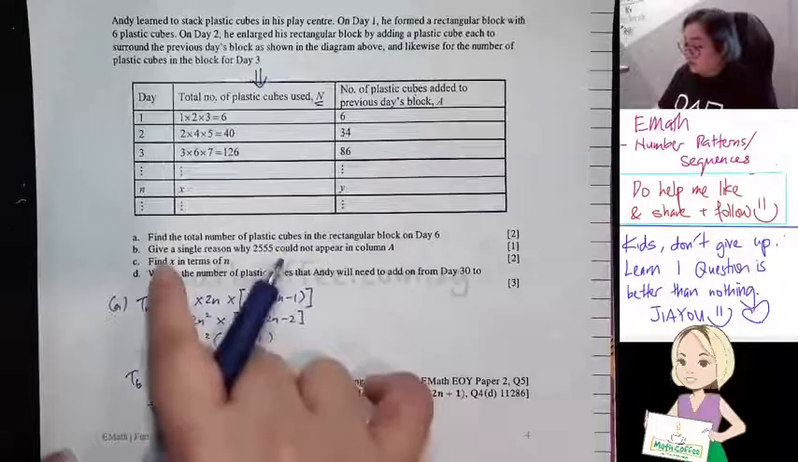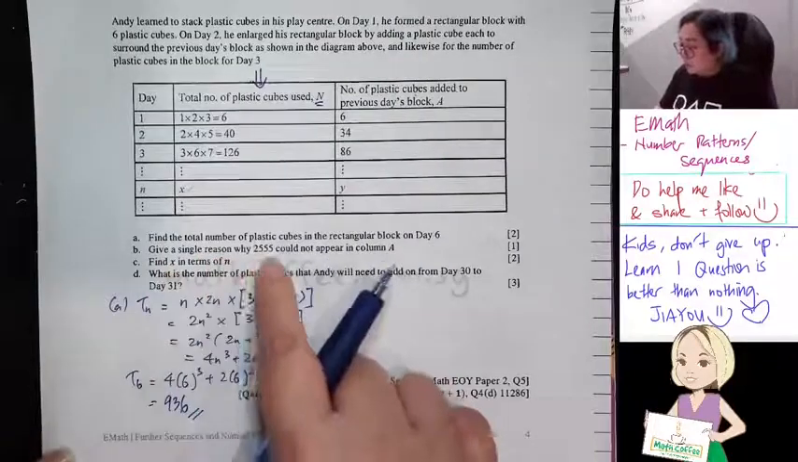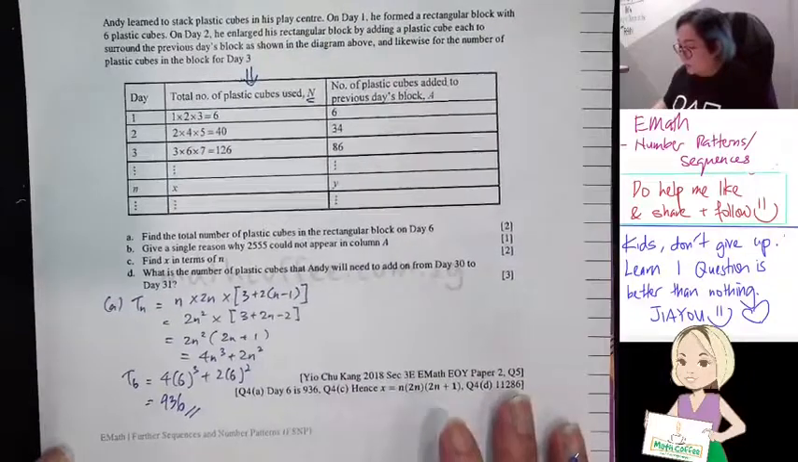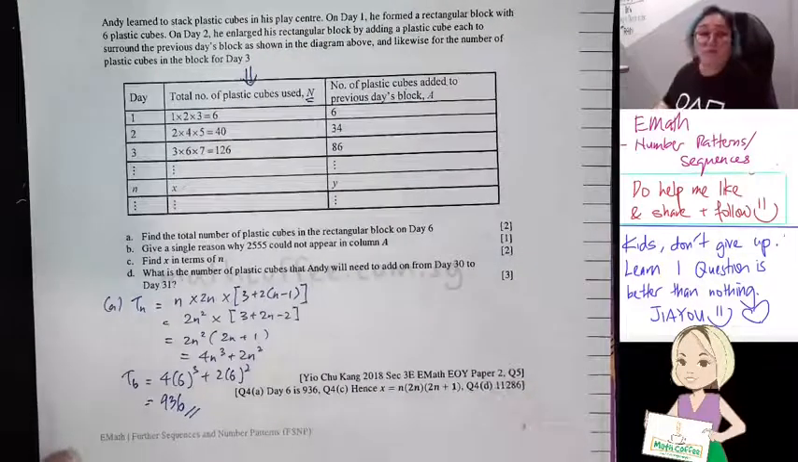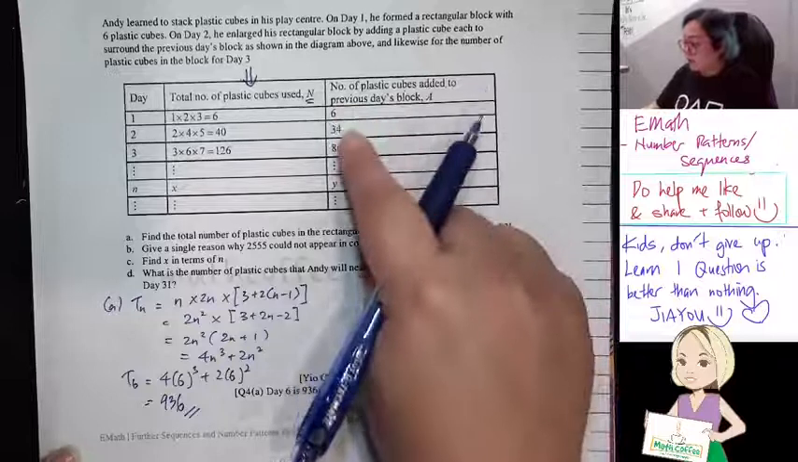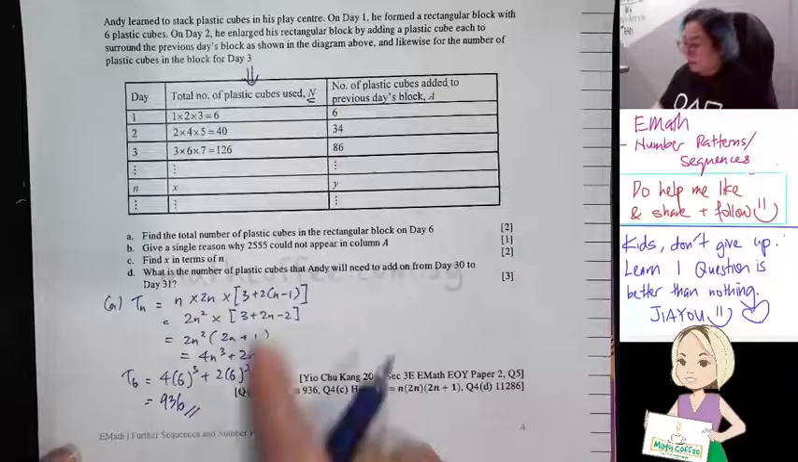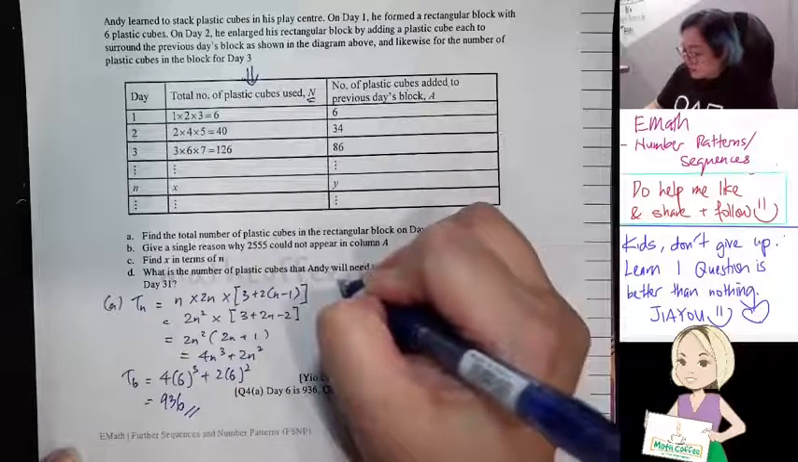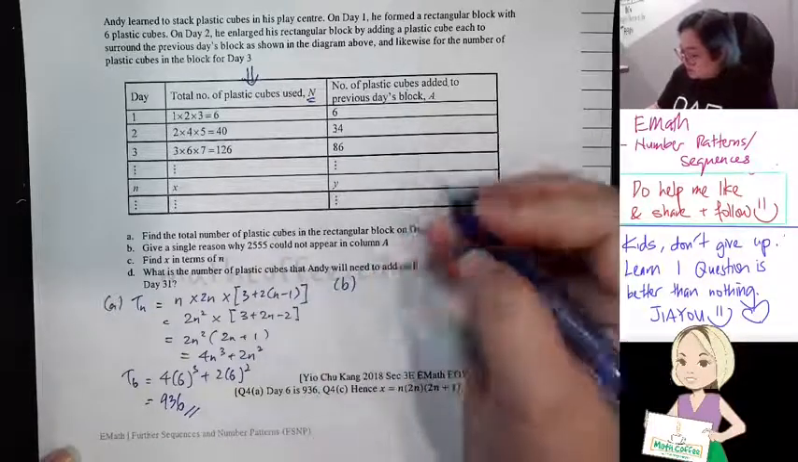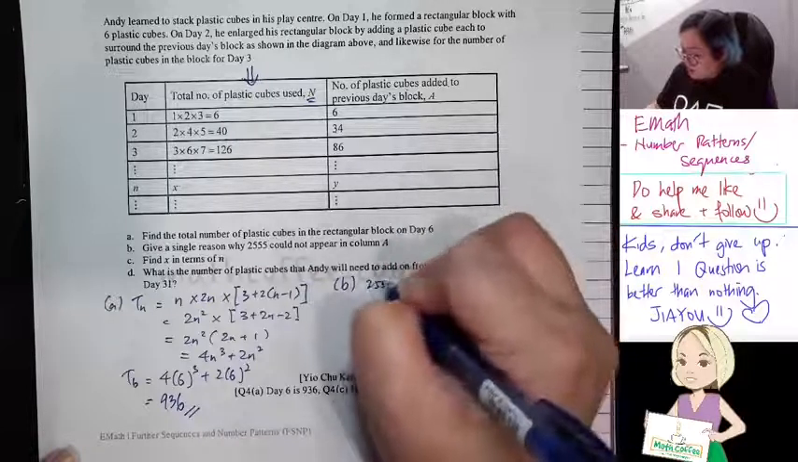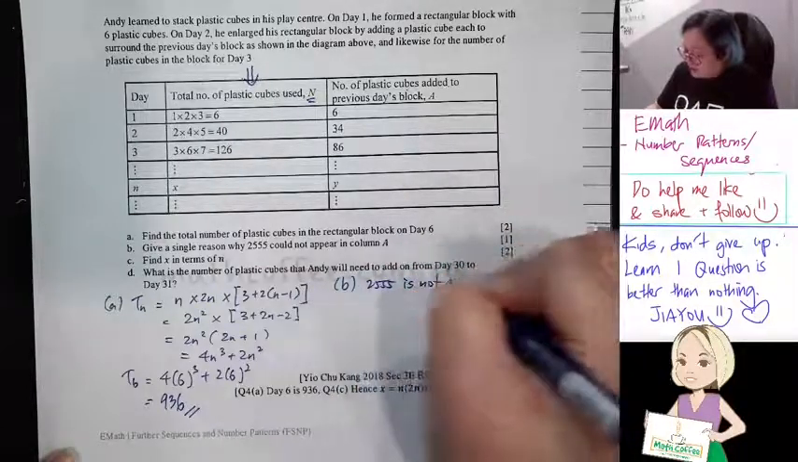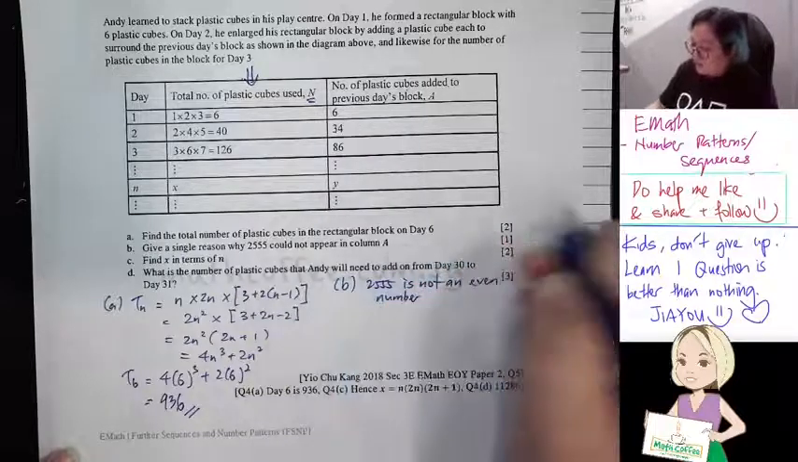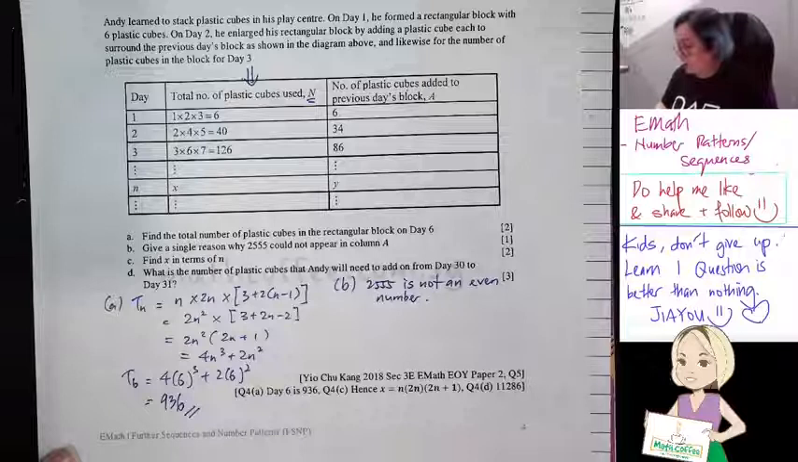Next, they said give a single reason why 2555 could not appear in column A. Actually, one very obvious thing is you can see that over here the numbers are all even numbers. 2555 is odd. So for part B, you can just say that 2555 is not an even number, so it definitely cannot appear in column A.